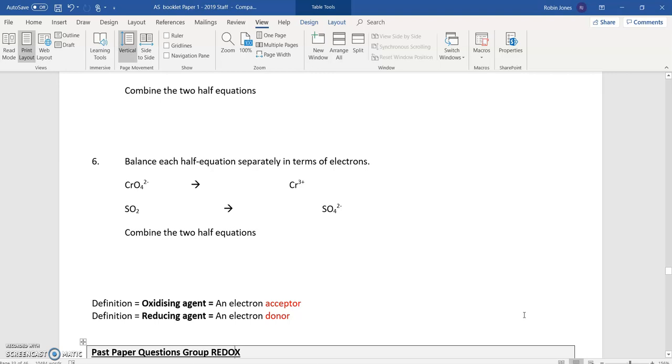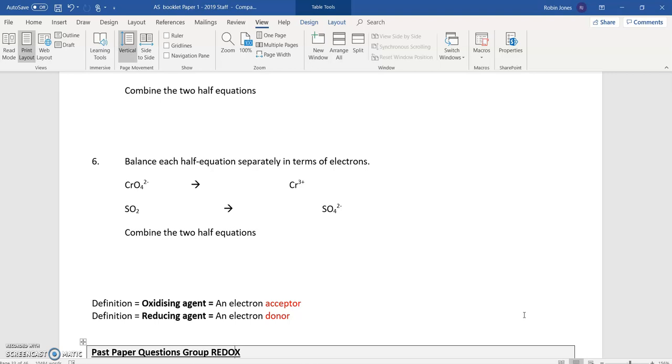And finally, there's a definition. An oxidizing agent. What's the definition of an oxidizing agent? It's an electron acceptor. A reducing agent is an electron donor. Let's try and work that through a little bit. An oxidizing agent is itself reduced. It causes something else to be oxidized, so it is reduced.